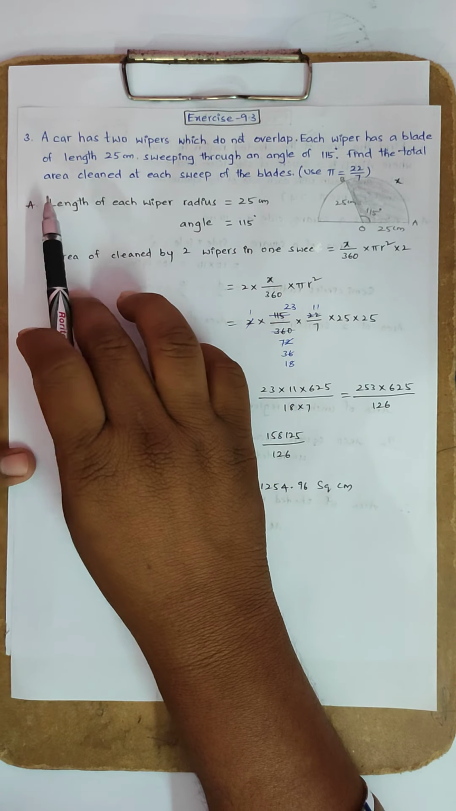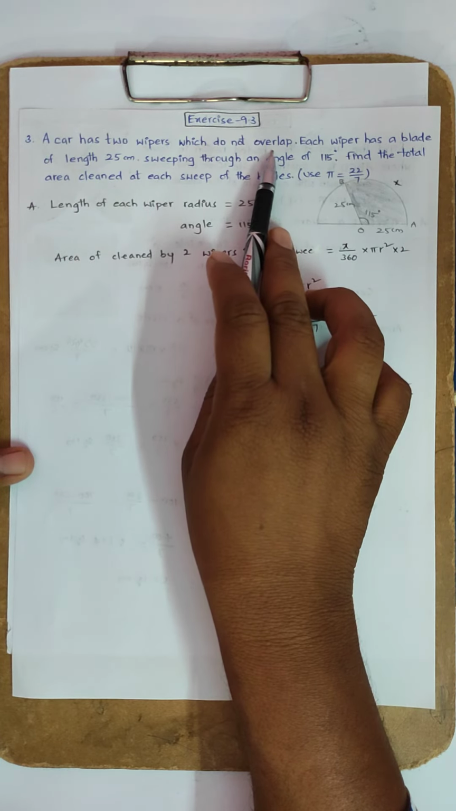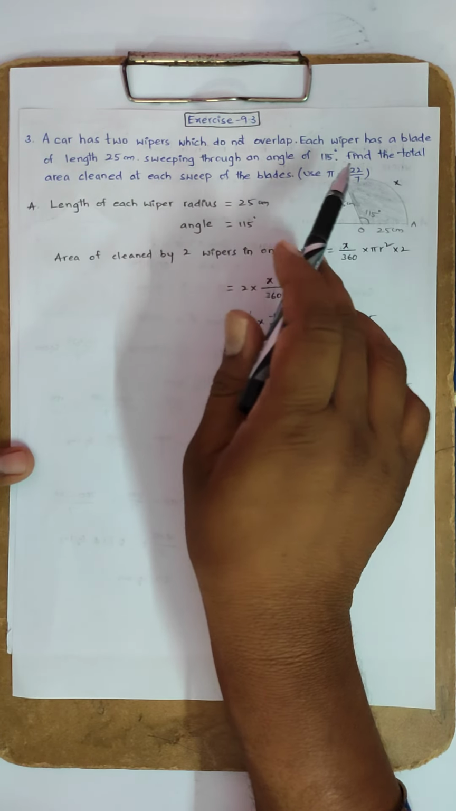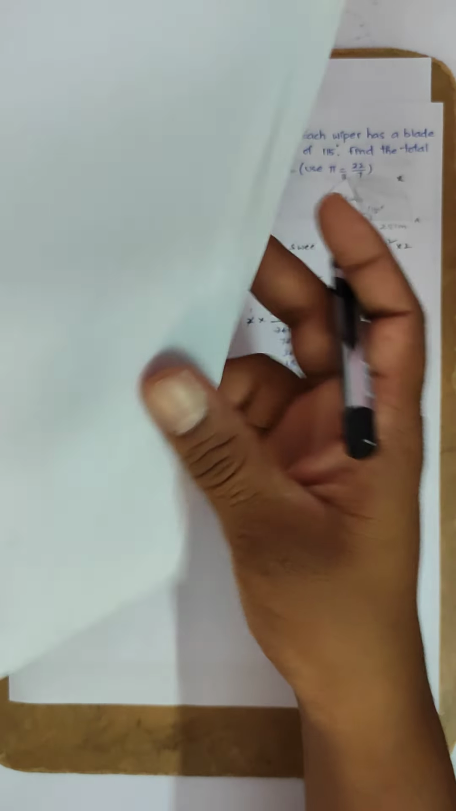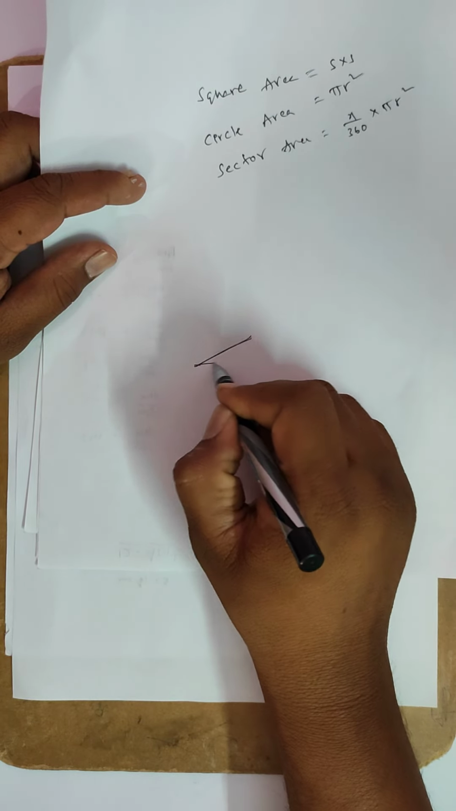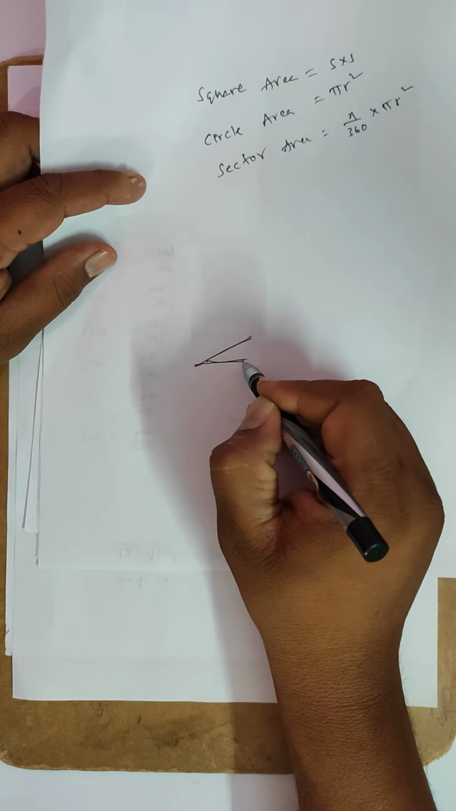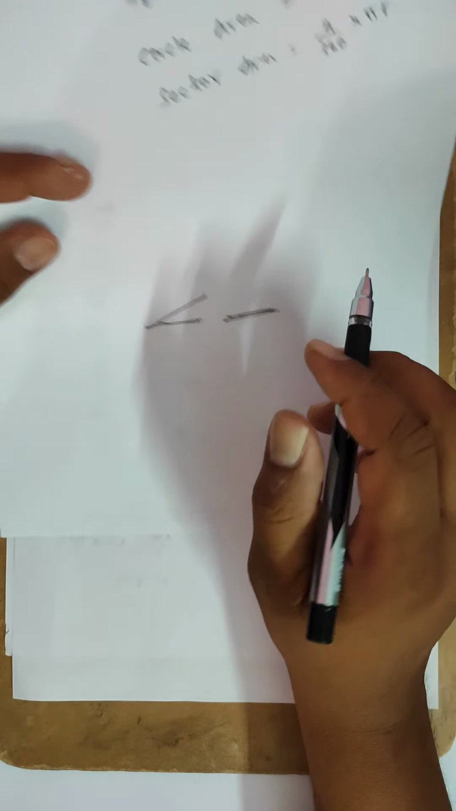A car has two wipers which do not overlap. Overlap means one wiper does not go over another wiper. Got it? See, like one wiper, another wiper. These two wipers are not going one upon the other. Okay.